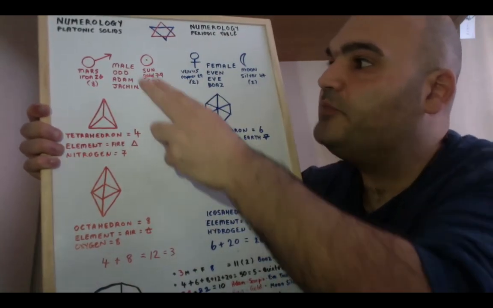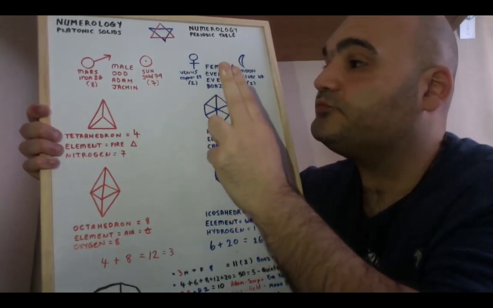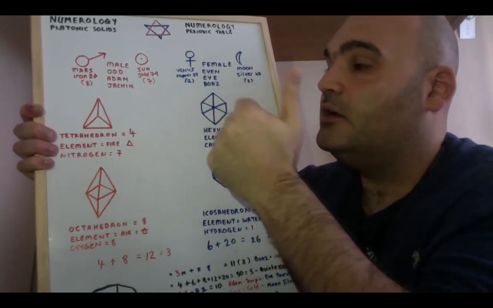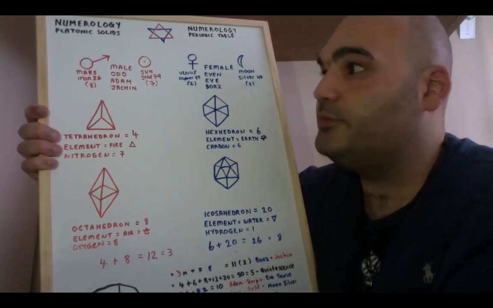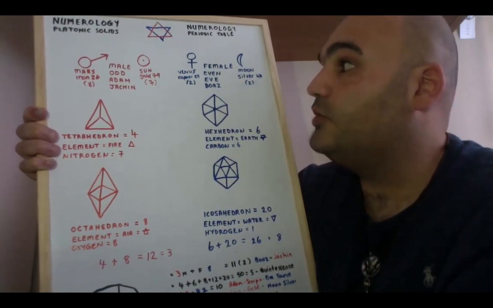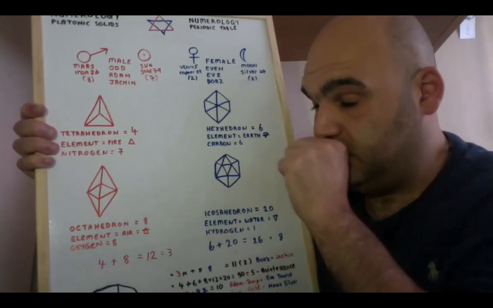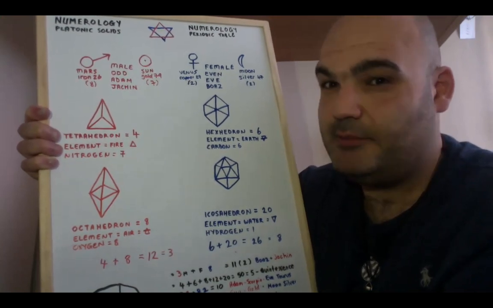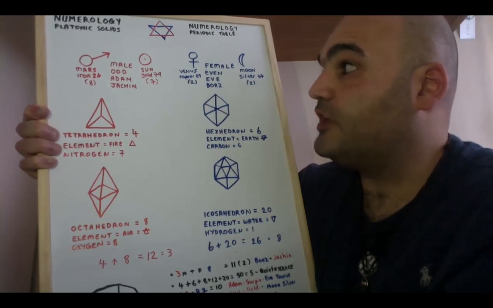Before I go on to that, in alchemy, the metal which corresponds with the planet Mars is iron, and the metal that corresponds with Venus is copper. So in the periodic table, iron is number 26, and copper is number 29.